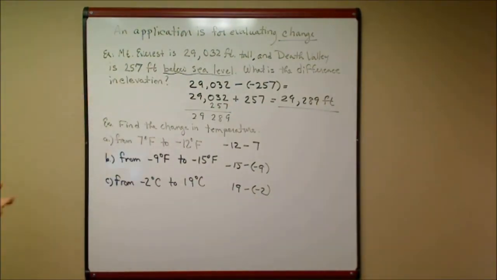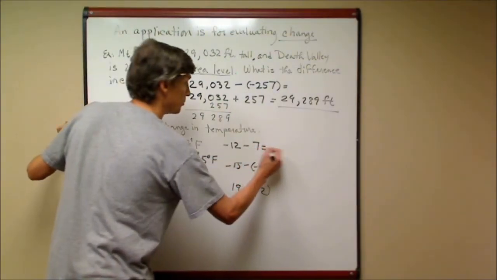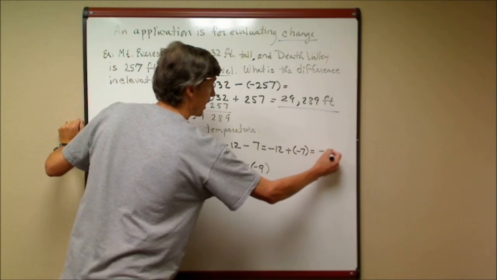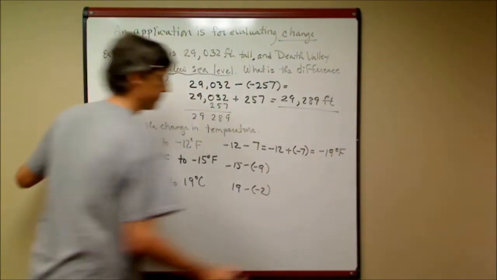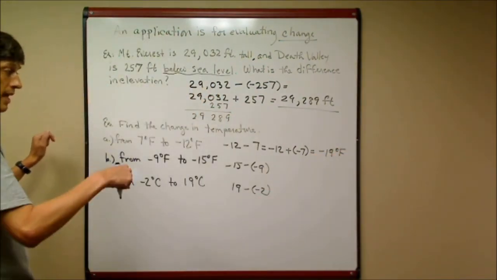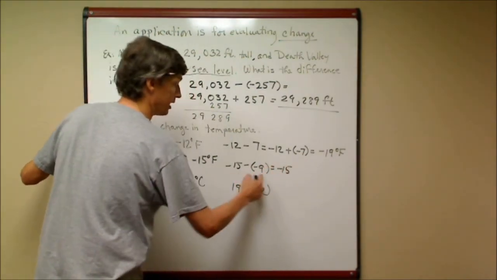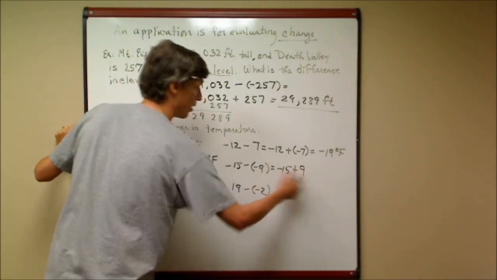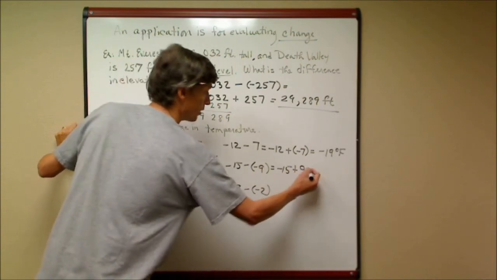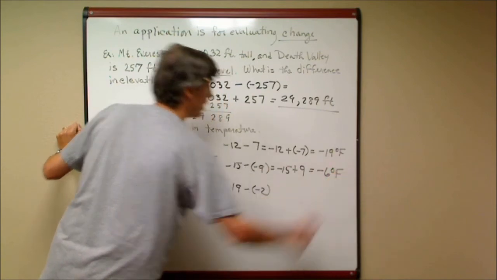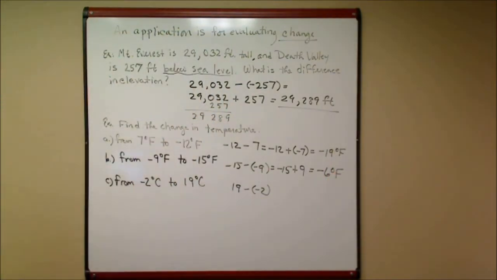Well, again, I have these non-traditional subtraction problems. I'm going to change them to addition by adding the opposite. This becomes negative 12 plus a negative 7, or a negative 19 degrees Fahrenheit. So it dropped down because it's negative. This one becomes negative 15, adding the opposite, plus 9, one of each. Subtract their absolute values, take the sign of the larger. I'm going to have negative 6 degrees Fahrenheit. So again, a drop in temperature of 6 degrees.